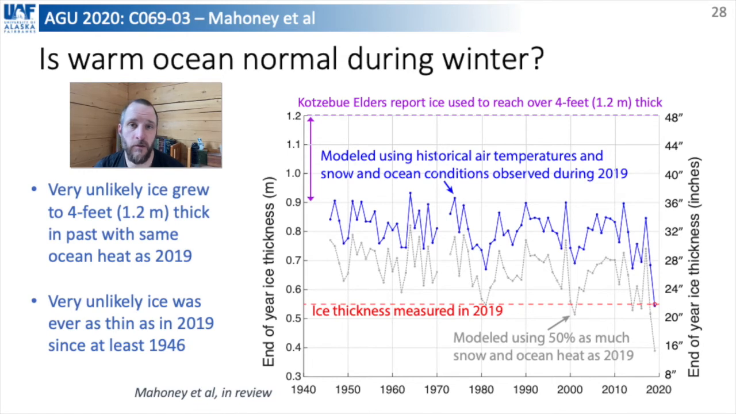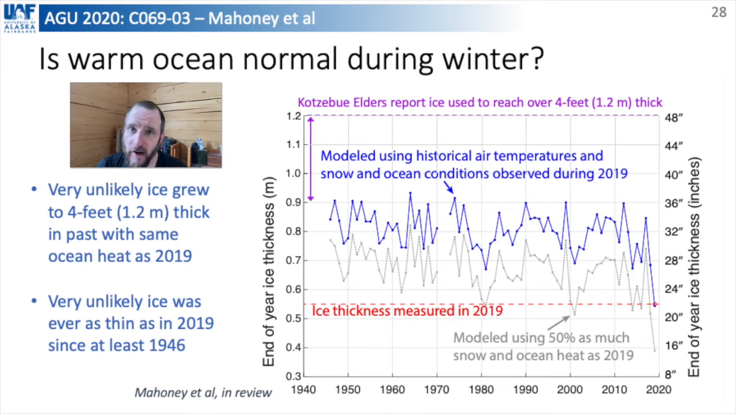2018 and 2019 were the two warmest winters in the 74-year weather record from Kotzebue Airport. To understand how unusual the ice conditions were in these 2 years, we ran our growth model back in time using these historical air temperatures and the same snow and ocean flux as in 2019. The maximum ice thicknesses reached each year are shown by the blue line below, and as you can see, under these conditions, at no point since 1946 was the ice anywhere near as thin as it was in 2019, which is shown by the dashed red line.